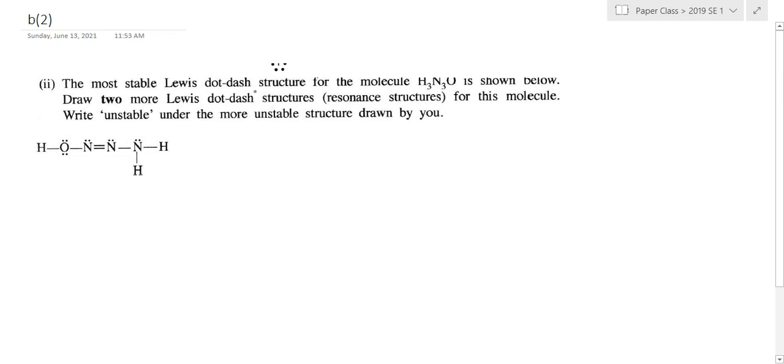The most stable Lewis dot dash structure for this one is shown below. Draw 2 more Lewis dot dash structures. It is very easy. First, look at the double bonded atoms. Here you can see 2 nitrogens are the double bonded atoms, and you should then consider the atoms connected to those double bonded atoms. This is one and this is one, and both of them contain lone pairs. Then you can draw 2 from this, and 2 from this.